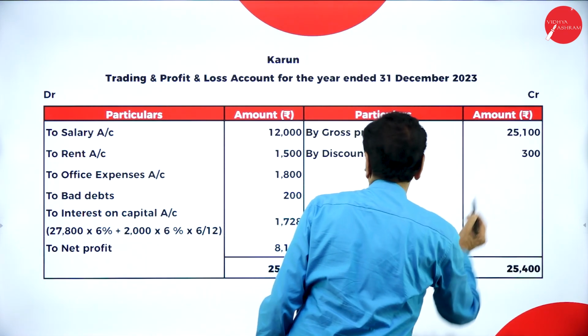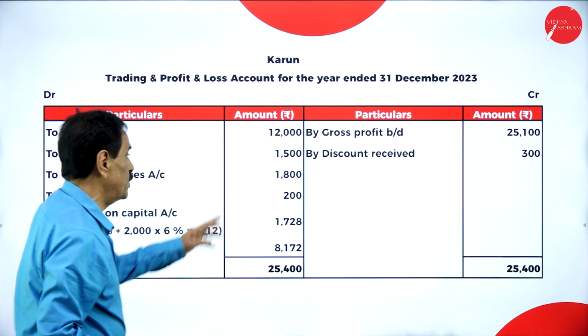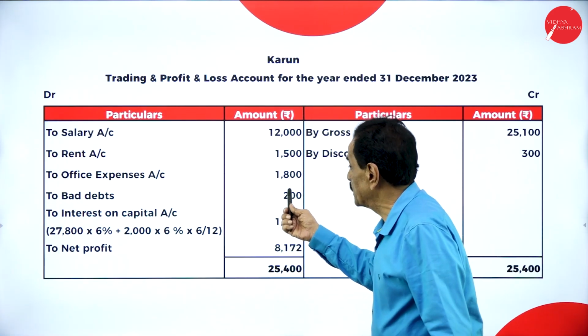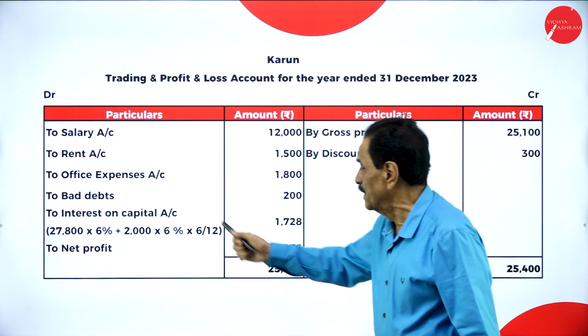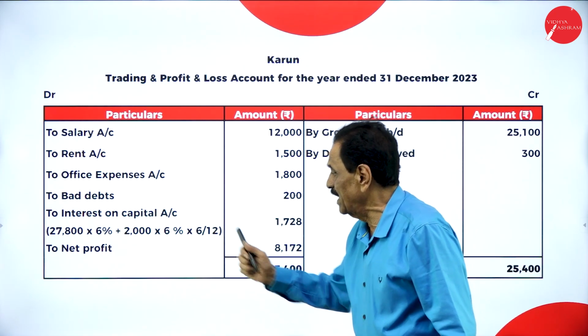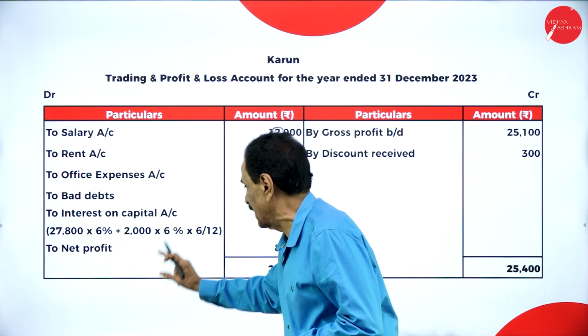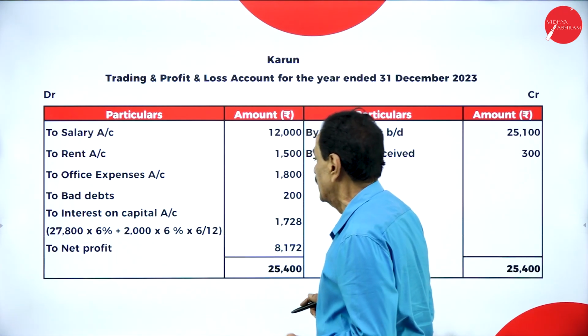Whatever the discount received is 300. Salary paid is 12,000. Rent paid is 1,500. Office expenses paid 1,800. Bad debt is 200. Interest on capital on 27,800 at 6% for 1 year, and 2,000 at 6% for half year.